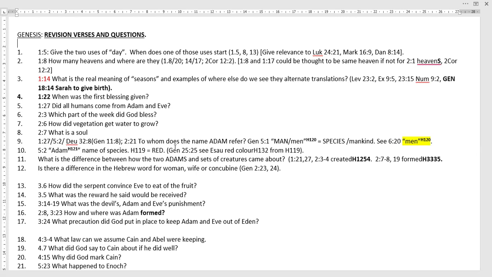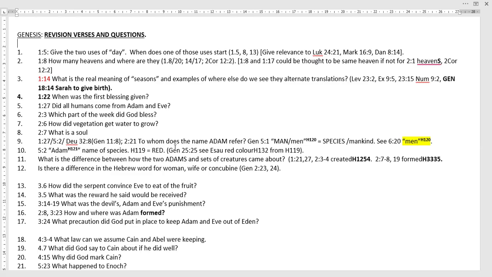Question 4. When was the first blessing given? The first blessing was given in Genesis chapter 1, verse 22. The beasts that he created, God blessed them and told them to be fruitful and multiply. Before he did that, he told Adam to be fruitful and multiply.